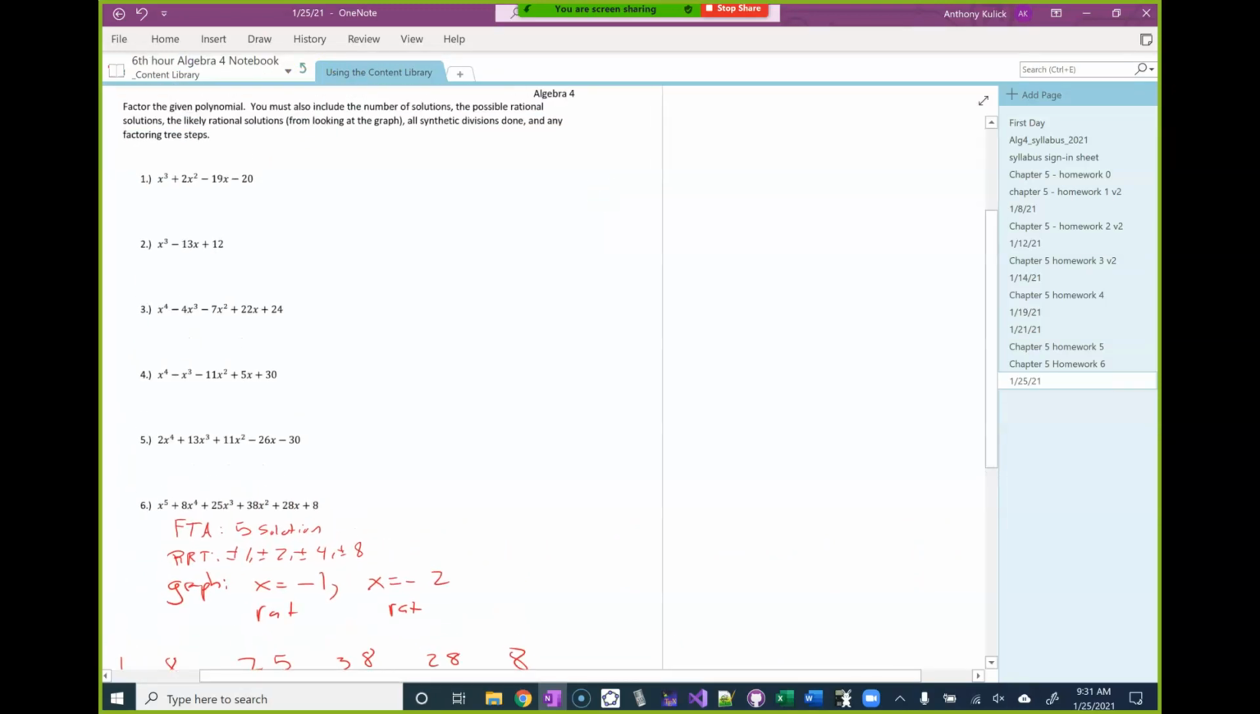So we'll start by observing that I should be seeing 4 solutions to this because it's a degree 4 polynomial. And my list is 24 divided by the factors of 1. Since factors of 1 don't really matter, it's really just the factors of 24. 12, 24.